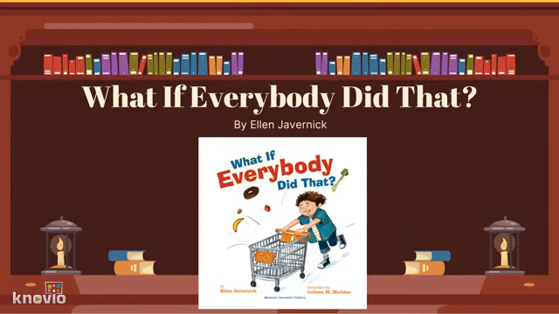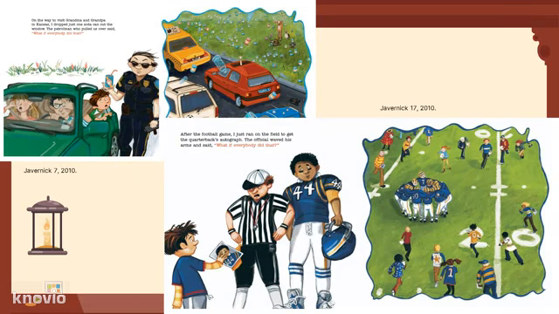The book that I chose to do for my build is What If Everybody Did That by Ellen Javernick. The book focuses on teaching children about the impact of their actions. In a series of relatable and colorful illustrations, children are shown that their single action can have a devastating impact on the world around them, especially if everyone does the same thing with the same mindset.